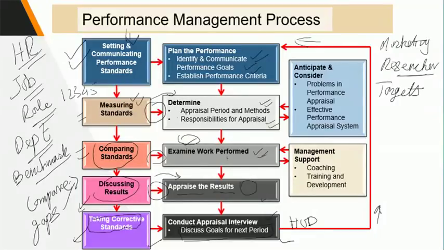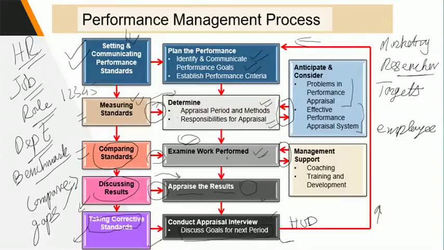So when you finish this one, you go back again to plan the performance, and the same process starts. In between you see we have these arrows, because this is a two-way process. This one is not a two-way process, this is a single-way process. So when we are determining over this phase what the appraisal period and methods are, we anticipate and consider the performance, the problems with performance appraisal, and the effective performance appraisal system. When we are measuring standards, we determine the periods, and we also see what can be the problems in our performance appraisals and what can be the effective performance appraisal system for the employees.